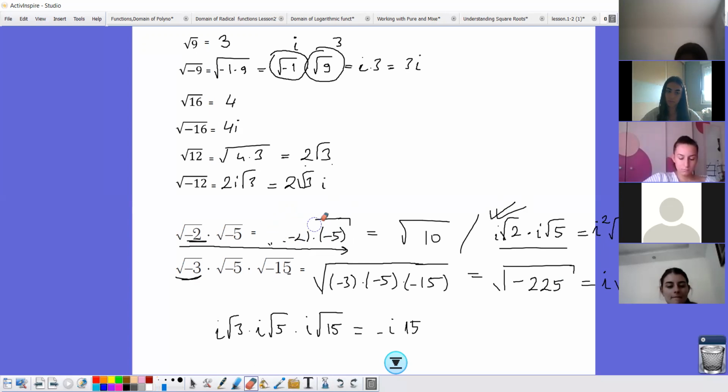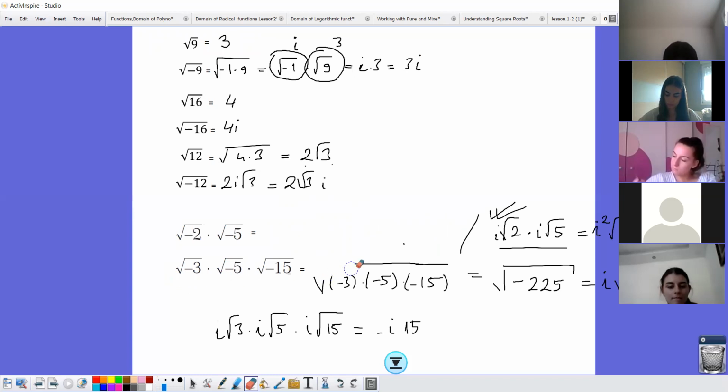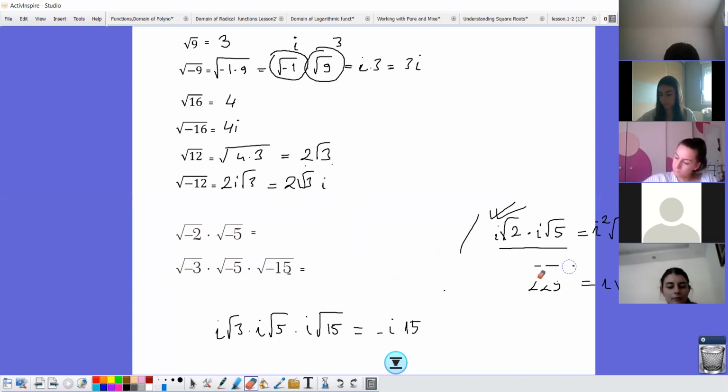Let me clean this one. This one is not correct. When you have negative ones, the property doesn't work, okay? These ones are the correct ones.